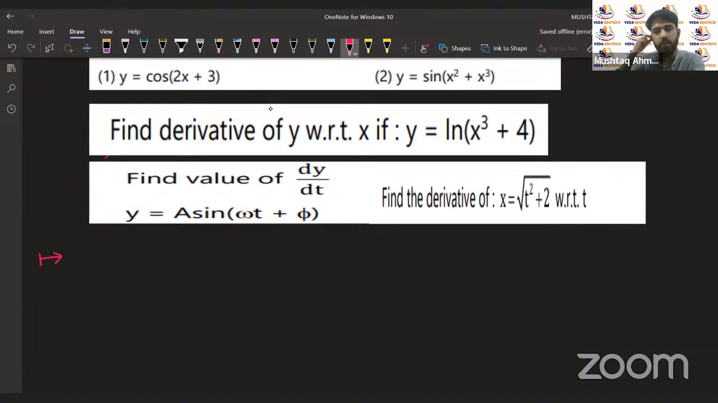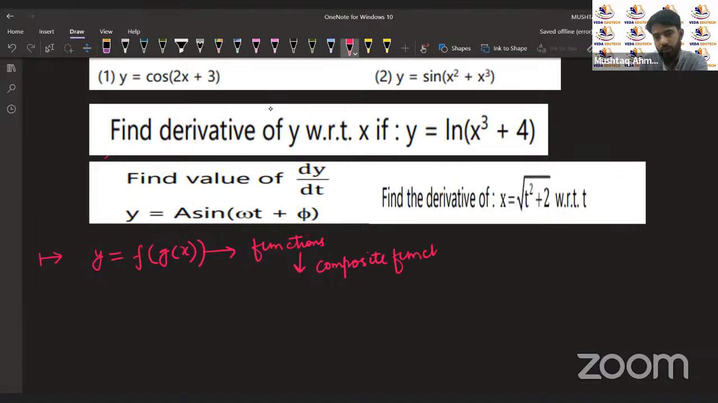Suppose we have a function within a function. Like suppose we have y equals f of g of x. ऐसे फंक्शंस को हम कंपोजिट फंक्शंस कहते हैं. और कंपोजिट फंक्शंस का डेरिवेटिव निकालने के लिए हम चेन रूल का यूज करते हैं. We use chain rule to calculate the derivative of composite functions.